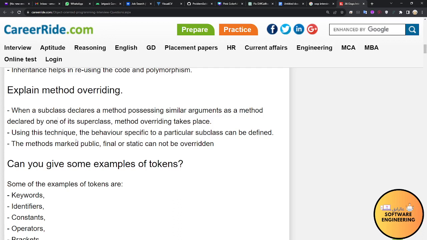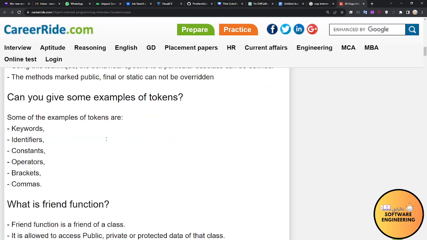Using this technique، باستخدام التكنيك ده، the behavior specific to a particular subclass can be defined. The method marked public, final or static cannot be overridden. لو عرفت method final او static، يعني مقدرش اعمل لها override. ليه؟ هي final او static، يعني بتاخد قيمة ثابتة مش هتتغير، فعشان كده مقدرش اعمل لها override.